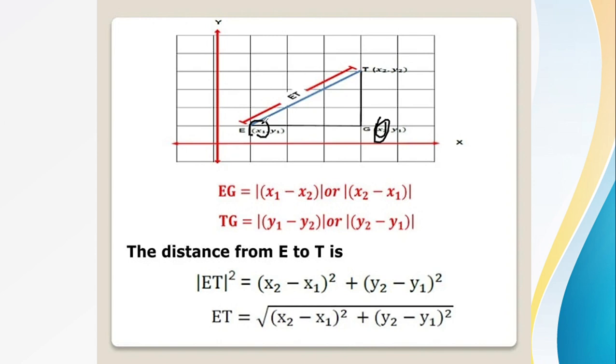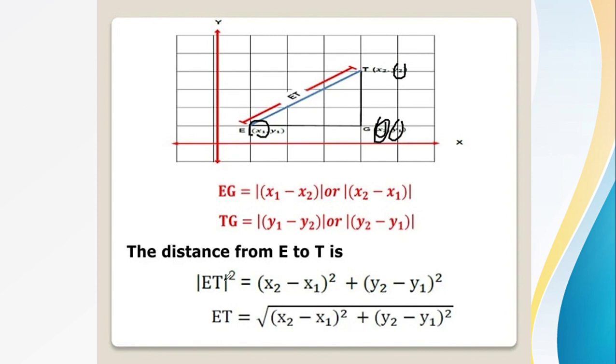Parihara ang answer na makam up nato. For TG, the absolute value of y sub 2 minus y sub 1, or the absolute value of y sub 1 minus y sub 2. So, again, parihara ng ila answer. And then, nakakam up na ng formula that the distance from E to T is just equal to x sub 2 minus x sub 1 squared plus y sub 2 minus y sub 1 squared.